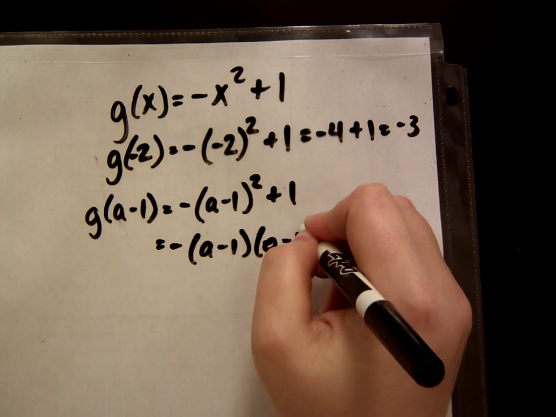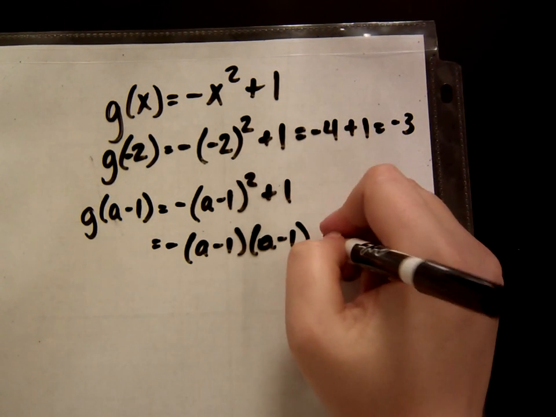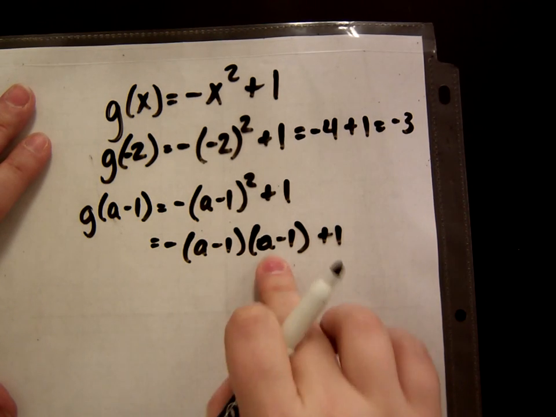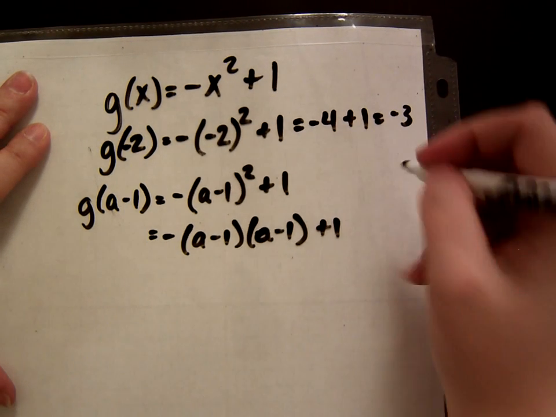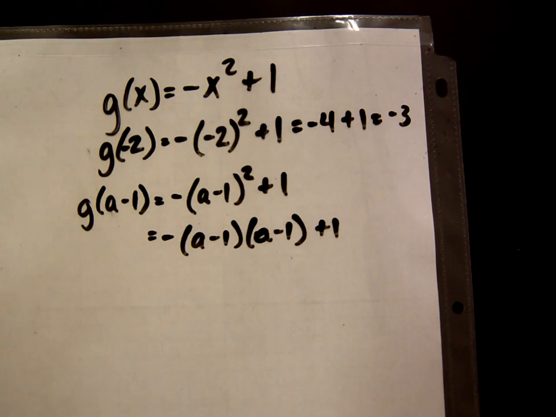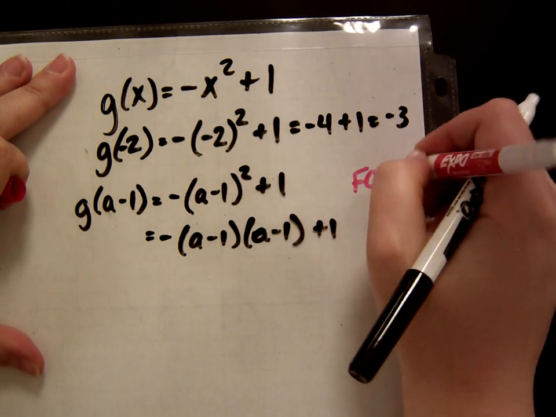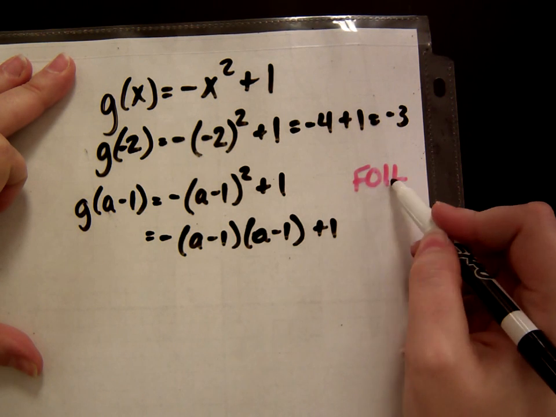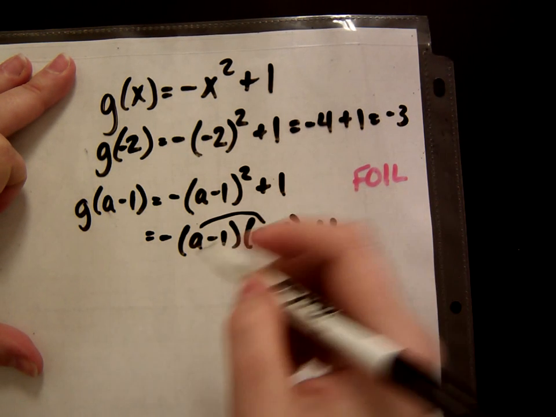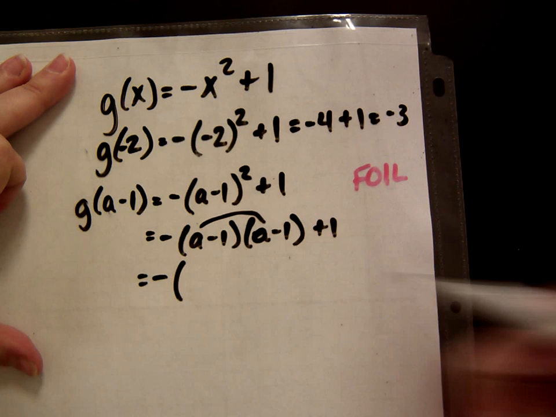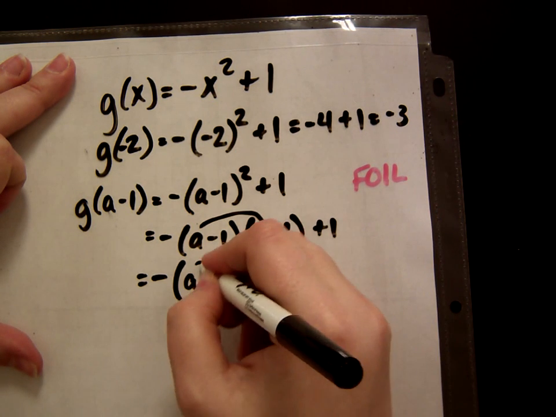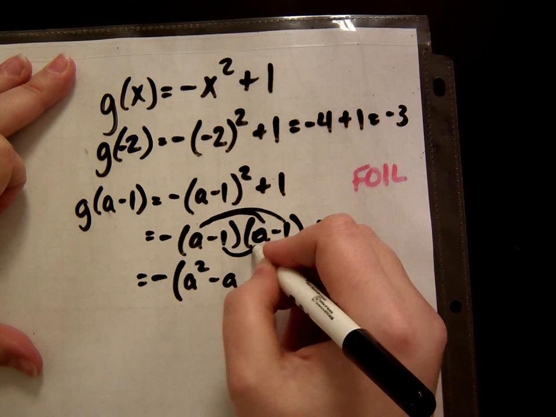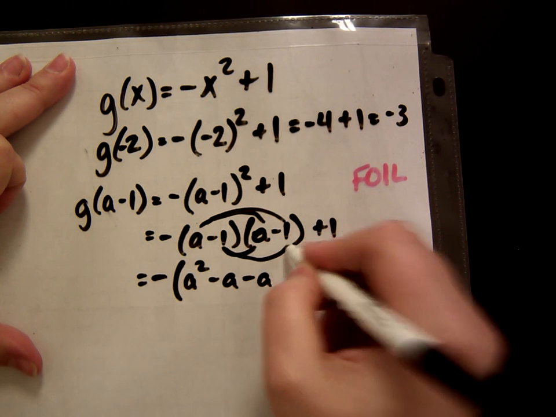when you square something, what you're really doing is multiplying by itself, which gives you this. Now, there's two ways you can do it. First method is FOIL. FOIL means first, outside, inside, last. What you do is you multiply your first terms, which gives me a squared, multiply my outside terms, which is negative a, inside, negative a, and last, positive 1.